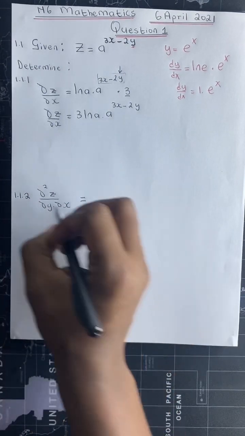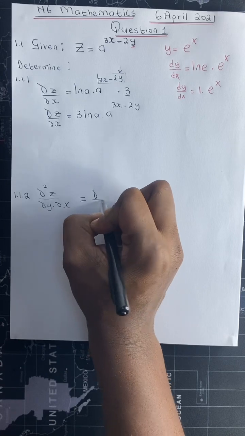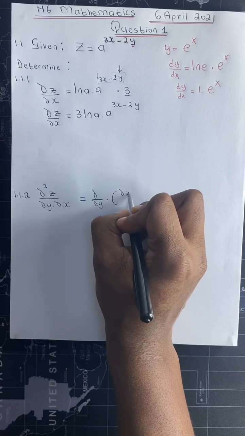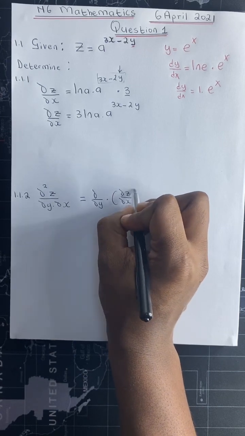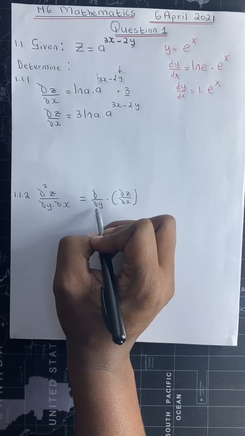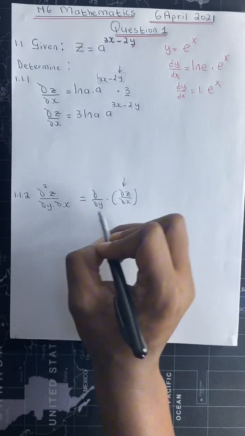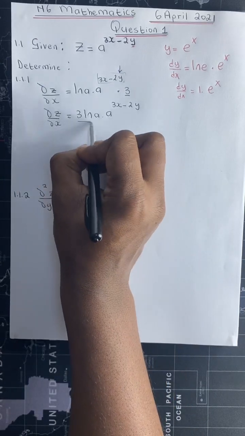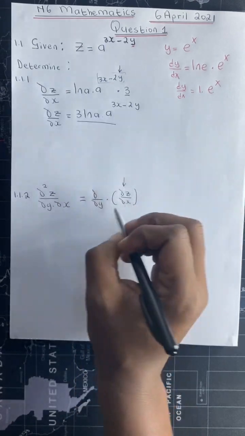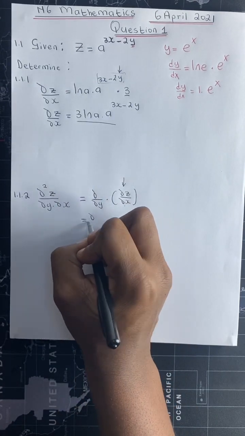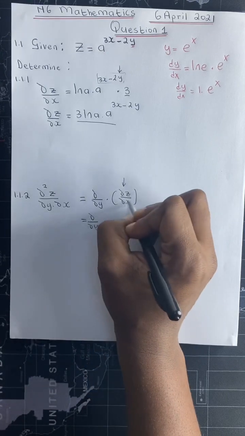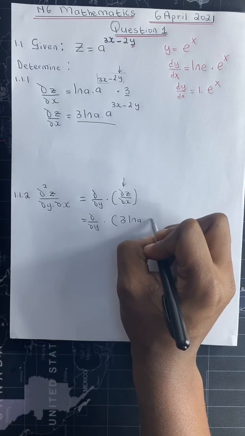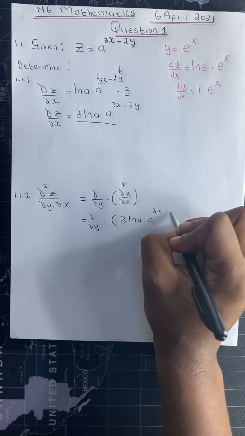For question 1.1.2, we are now looking for the partial derivative of this whole thing with respect to y, and we just determined the partial derivative of z with respect to x as 3 ln a multiplied by a to the power 3x minus 2y. So in the place of this partial derivative of z with respect to x, we substitute 3 ln a multiplied by a to the power 3x minus 2y.